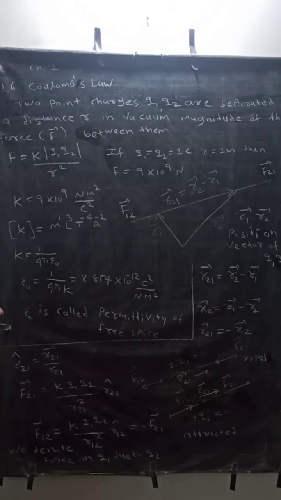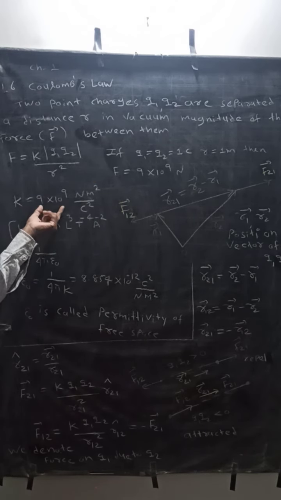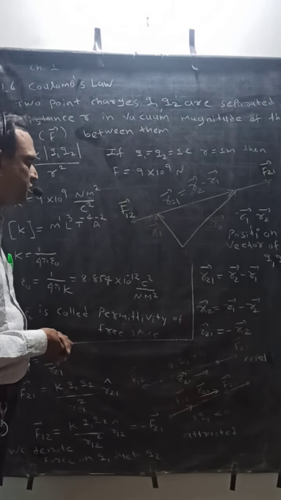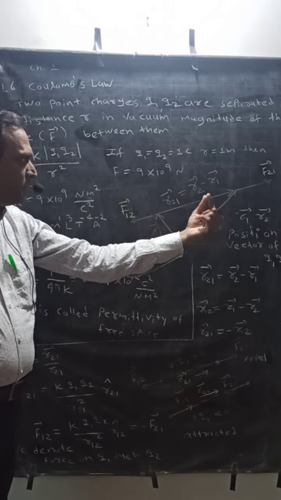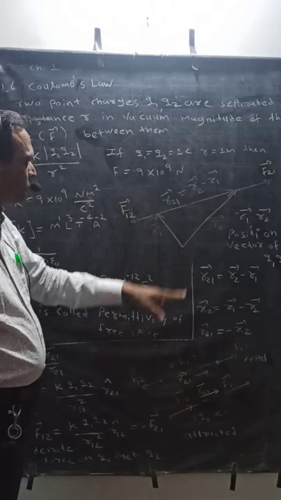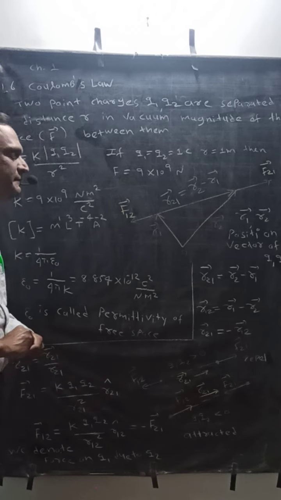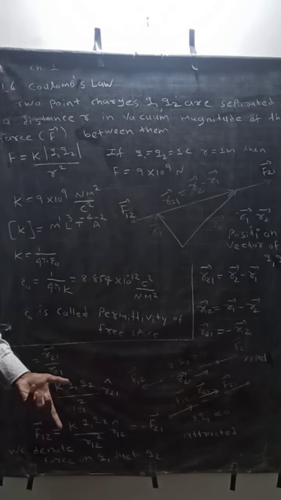K is the Coulomb constant. The magnitude of K is 9 into 10 raised to 9. Suppose F is in Newton, R in meter, charge in Coulomb, then the unit of K is Newton meter square divided by Coulomb square, with value 9 into 10 raised to 9. If Q1 Q2 is equal to 1 Coulomb and R is equal to 1 meter, so two charges of 1 Coulomb separated by 1 meter, the force between them is F equals 9 into 10 raised to 9 Newton in SI unit.